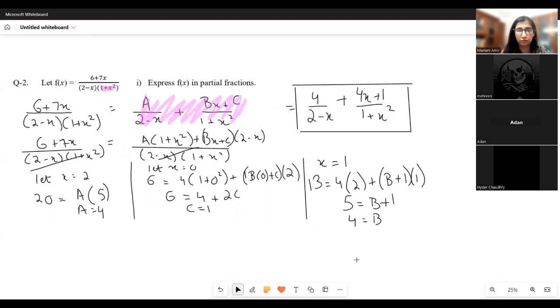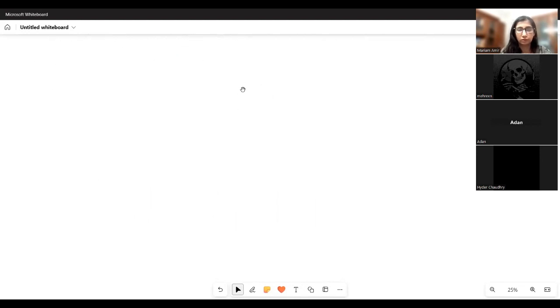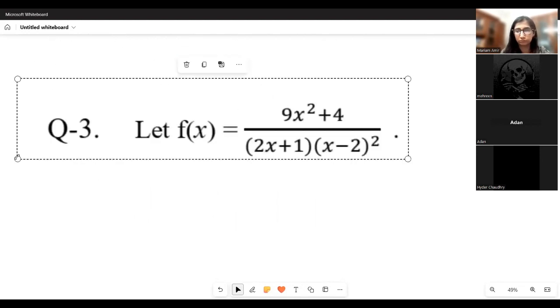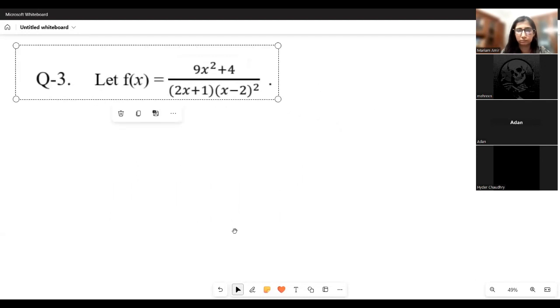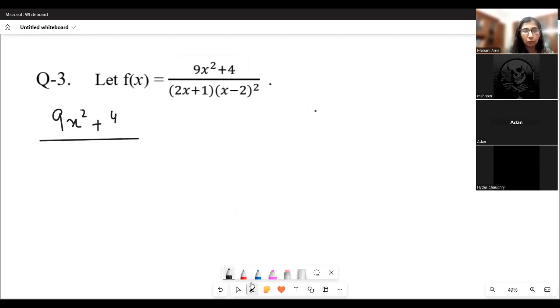Okay, sure. Question 3. Okay. So we have linear factors in the denominator. One is non-repeated, 2x plus 1, and the other one, x minus 2, is being repeated because there's a power 2 on it. So we have linear factors.